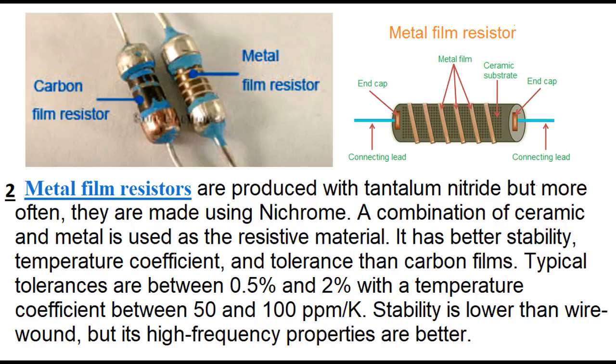2. Metal film resistors are produced with tantalum nitride, but more often, they are made using nichrome. A combination of ceramic and metal is used as the resistive material. It has better stability, temperature coefficient, and tolerance than carbon films. Typical tolerances are between 0.5% and 2% with a temperature coefficient between 50 and 100 ppm/K. Stability is lower than wirewound, but its high-frequency properties are better.